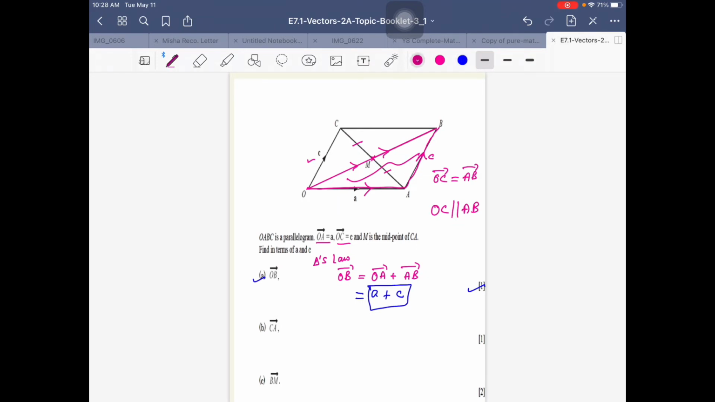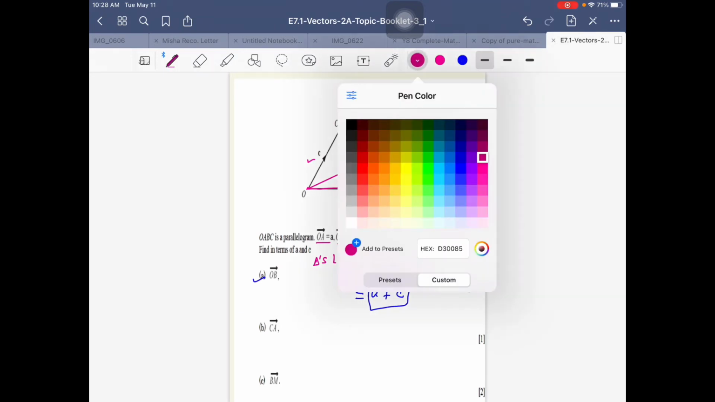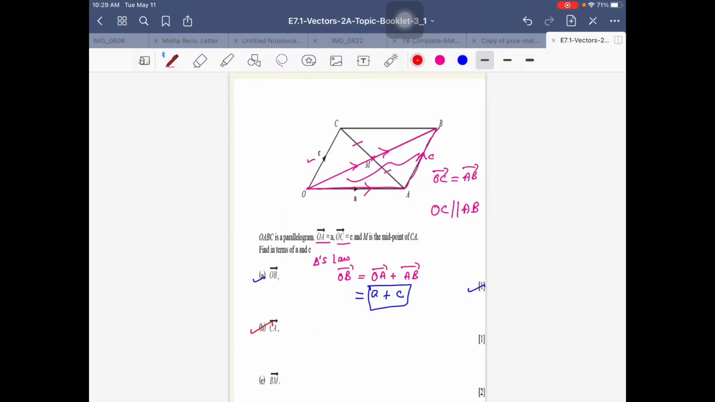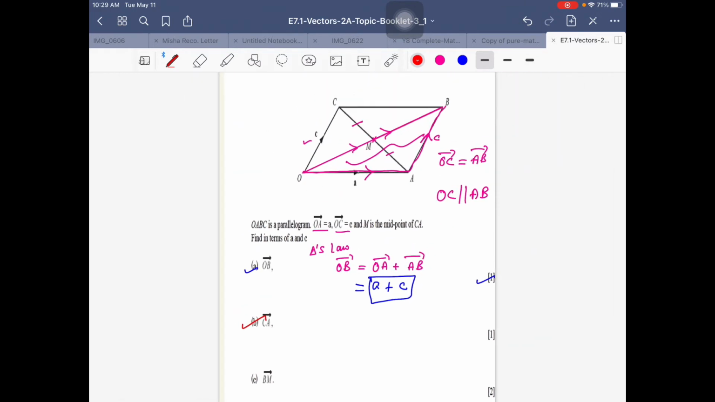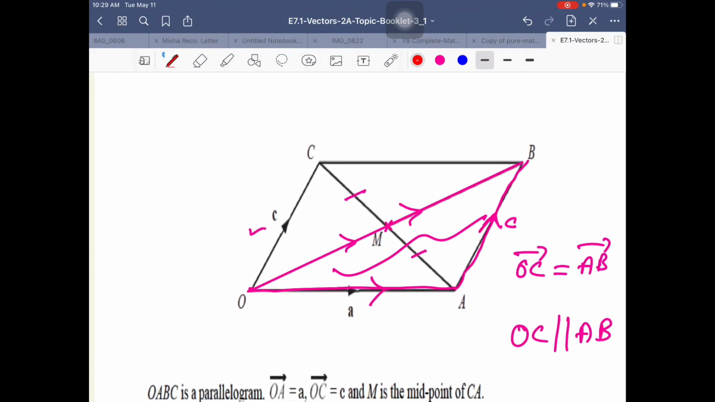Let's try to do the second part, part b. Here he's asking us to find CA vector. CA vector means, I am using the blue color now.